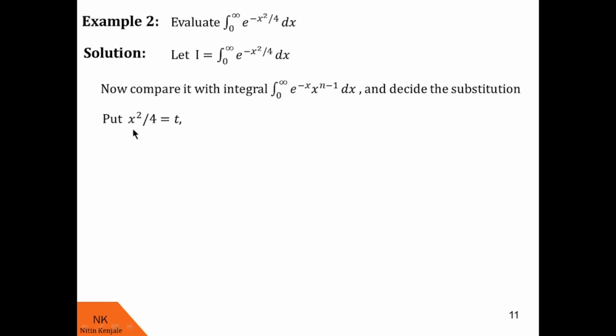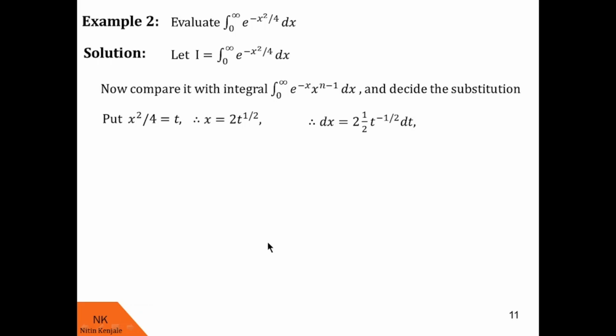Then we write x out of this statement. We see x square is equal to 4t. Therefore, x is equal to 2t raised to half. Then one can easily write dx by differentiating both the sides. We see dx is equal to 2 into half t raised to minus half dt. This 2 and 2 will get cancelled. So dx is just t raised to minus half dt.